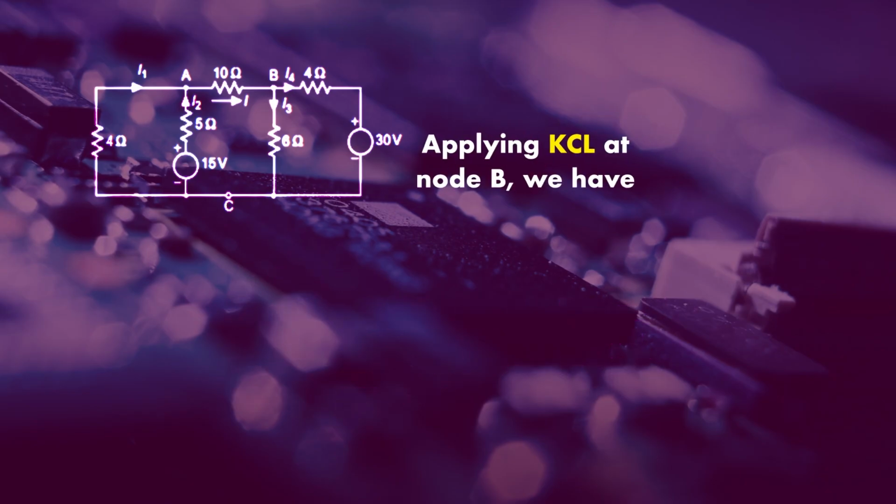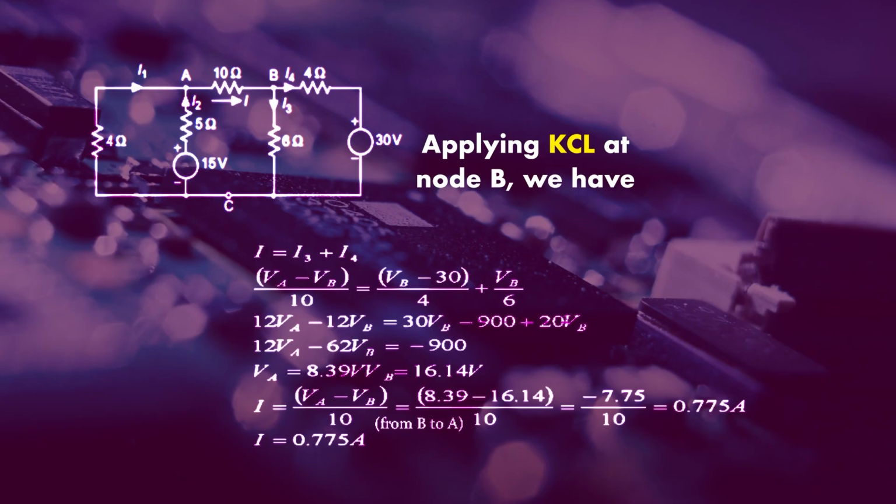Here you can see that I is an incoming current, and I3 and I4 are outgoing currents. So incoming current is equal to the outgoing current, and you can write I equal to I3 plus I4. What is the value of I? I is equal to (VA minus VB) upon 10. And what is the value of I4? I4 can be written as (VB minus 30) upon 4.